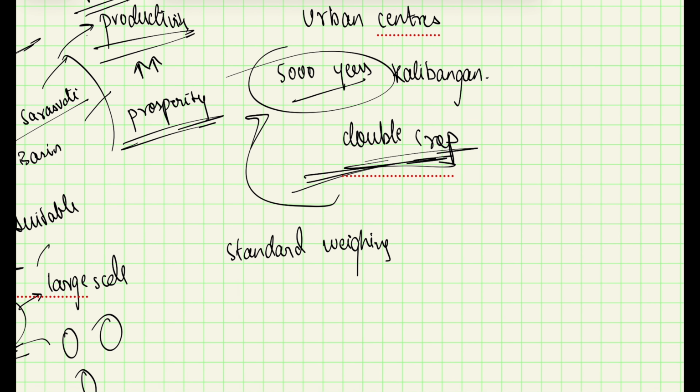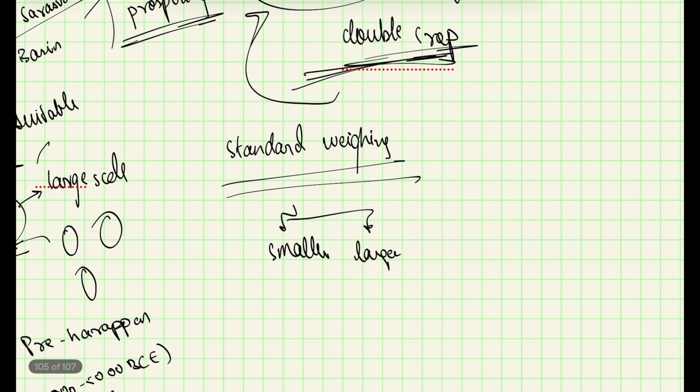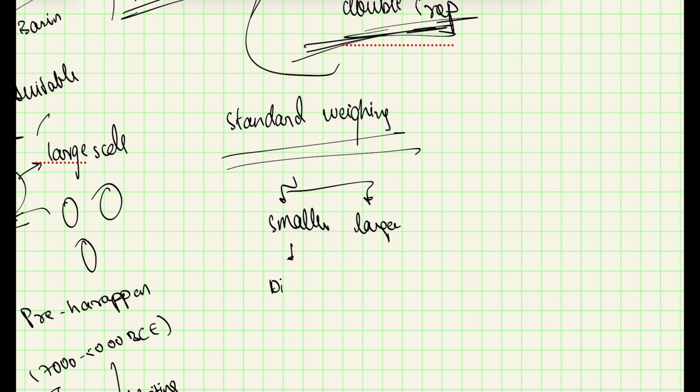We also have to remember that they had their own standard weighing systems. Even though they weren't exact, they had some method. They had converted weights into smaller units and larger units. For smaller units, they used the binary method to calculate weight, that is 1, 2, 4, 8, 60, and so on.